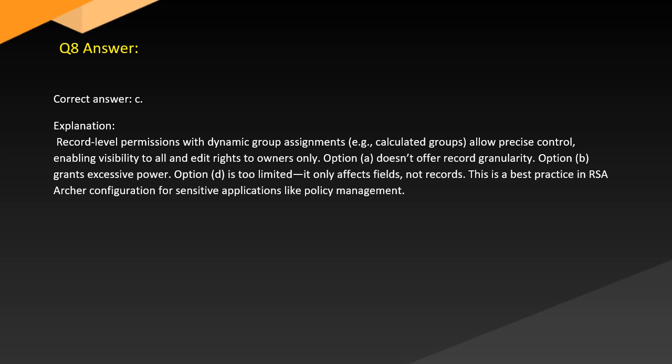Answer. Correct answer: C. Explanation. Record-level permissions with dynamic group assignments, e.g. calculated groups, allow precise control, enabling visibility to all and edit rights to owners only. Option A doesn't offer record granularity. Option B grants excessive power. Option D is too limited. It only affects fields, not records. This is best practice in RSA Archer configuration for sensitive applications like policy management.